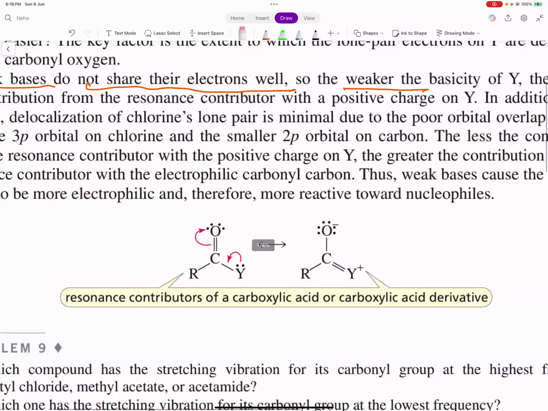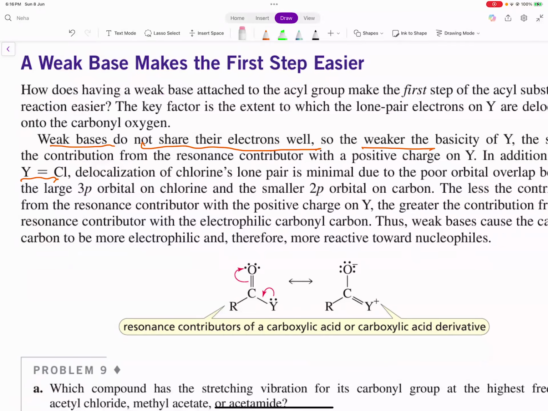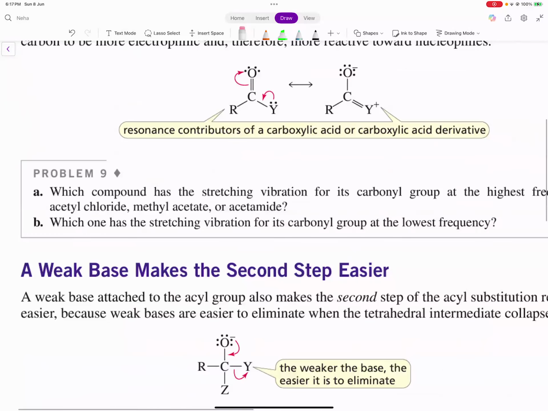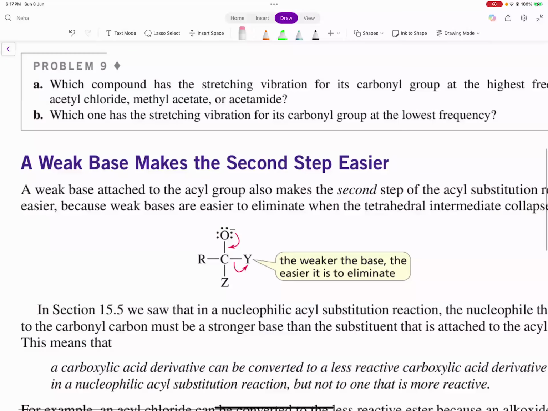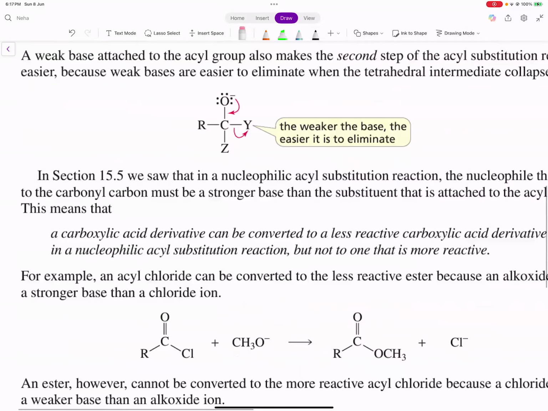So, a weak base is going to make the first step easier. That is, the nucleophile is going to come faster to those compounds where Y is a chlorine. Acyl chloride we are talking about, right? So the first step is easier here. And a weak base also makes the second step easier. Why? Because if it is a weak base, it is easier to eliminate, right? So weak bases are going to help in either case.